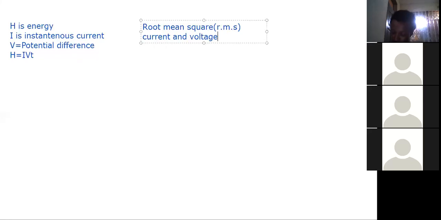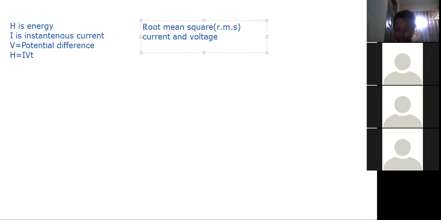For practical purposes, it is normally advisable to obtain the effective value for both the current and the voltage. When we talk of the effective value, we are talking about the resultant value for both the current and the voltage. The effective current is normally called the root mean square current, written as I subscript RMS, and that of the voltage will be V RMS.